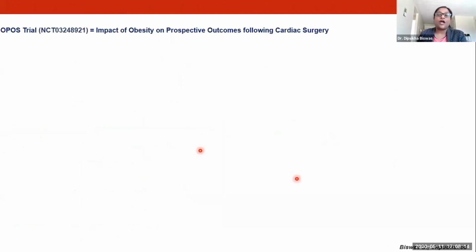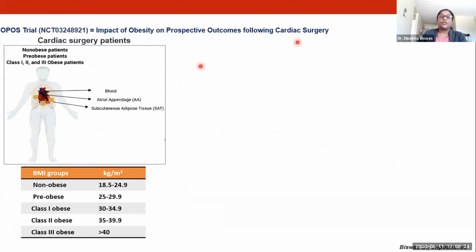Now, our lab is part of a clinical trial involving patients with obesity that are enrolled at the St. John Regional Hospital to undergo elective cardiac surgery. So we could procure the atrial appendage and the subcutaneous adipose tissue surrounding the heart from these patients during surgery. And for the purpose of this study, we stratified these patients into different classes of obesity based on their BMI.